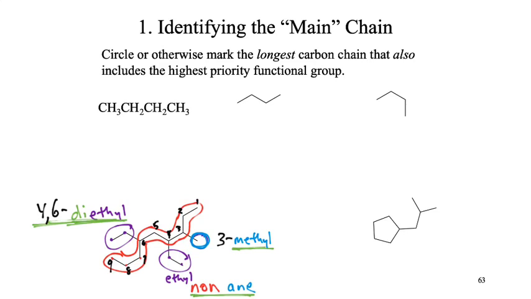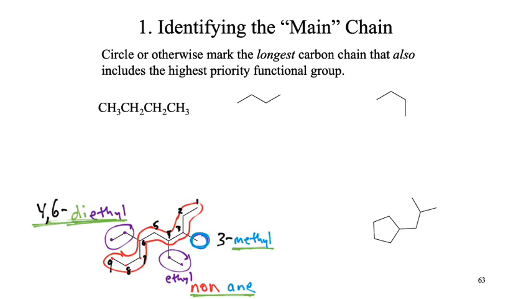Yes? So how would you go to the chain? Like, how would you know which direction to go? So numbering the chain, in this case, I wanted the smallest numbers used. In a ring, how would we number it? Our highest priority substituent gets the lowest number. In this case, there was only one substituent, so I'm starting at position one by default.